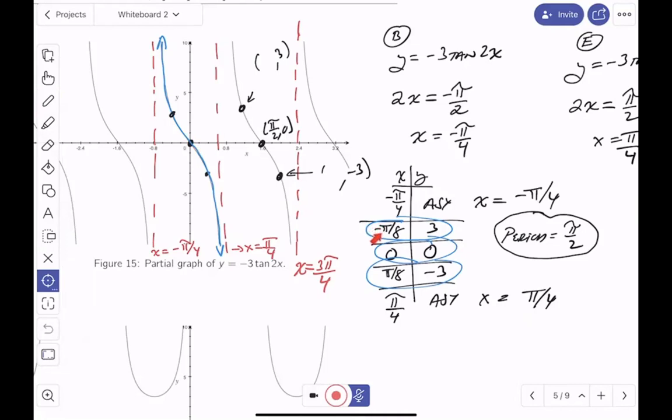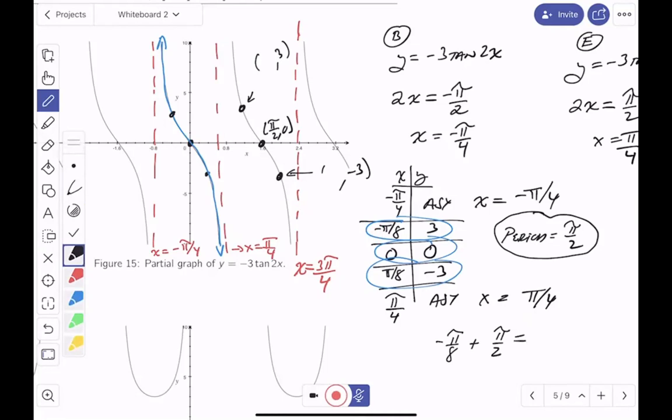And we're going to move over. So how much do we move over? Pi over 2. All right, let me write that down for you. So minus pi over 8 plus the period, which is pi over 2. Right, common denominator would be 8: minus pi plus 4 pi, which would be 3 pi over 8.